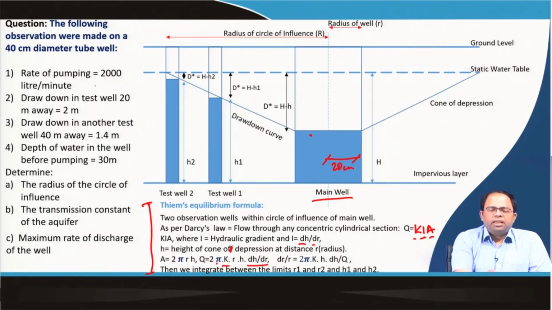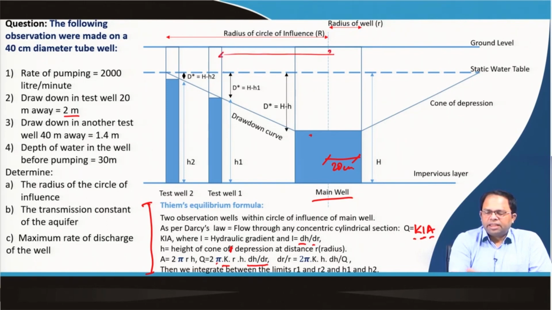So, the rate of pumping is equal to 2000 liters per minute for this particular well. What was observed was the drawdown in the test well 20 meters away, it was observed as 2 meters. That is, 20 meters away is the first well, this is over here. So, this is the radius of that particular well.